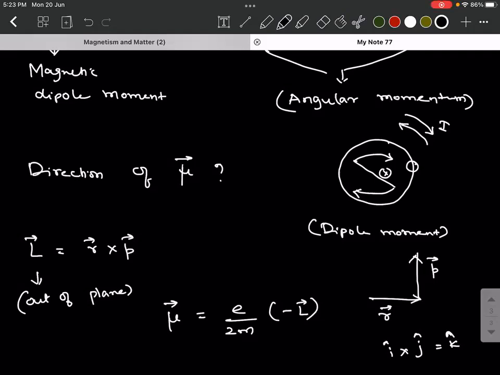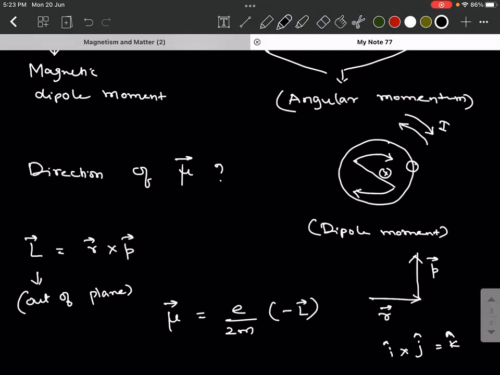Up. Because whatever the direction of current, curl the fingers of your right hand in that direction and point the thumb, that will give you the direction. So basically, what is the direction of the dipole moment? It is from south pole to north pole inside the magnet.